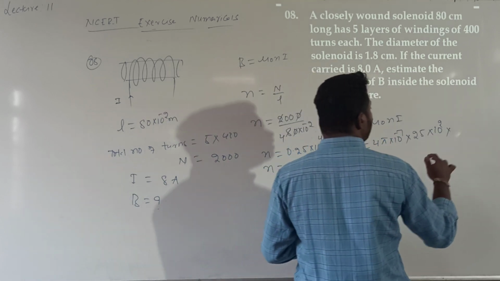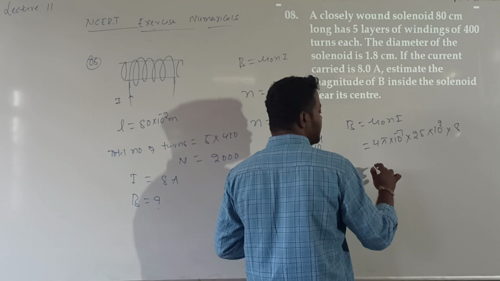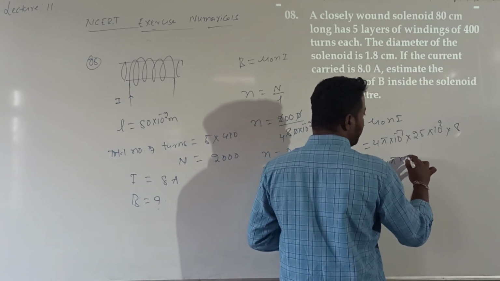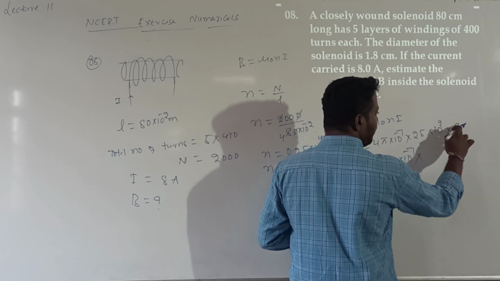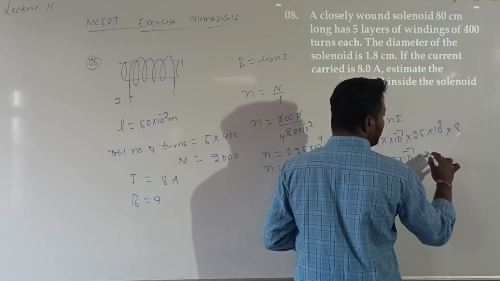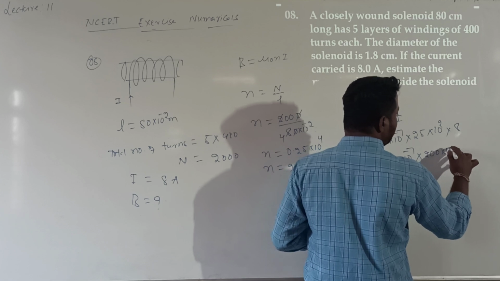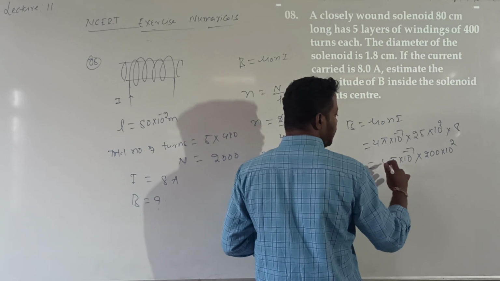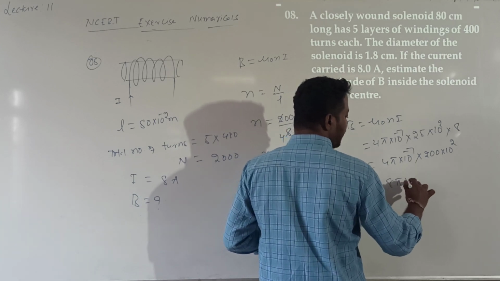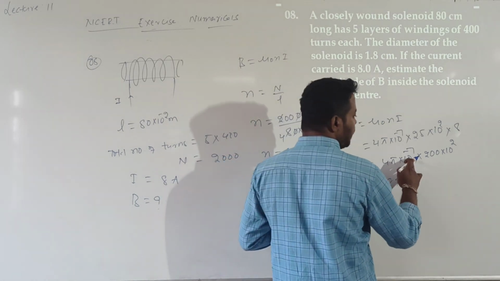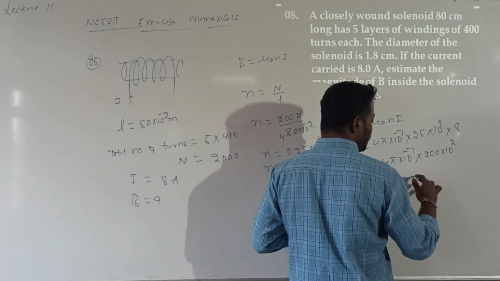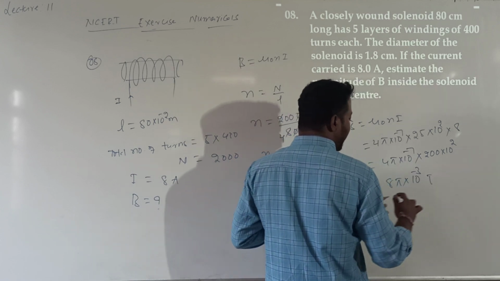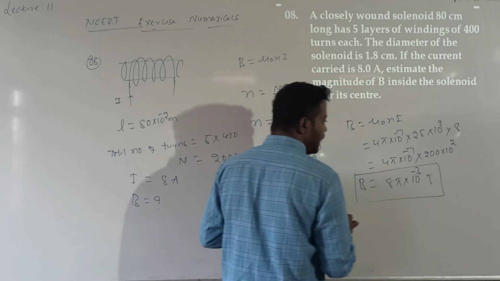So I is equal to 8. So how much B will I get? This is 4 pi into 10 power minus 7. This is 25 8s. So 25 8s are 200, 200 into 10 power plus 2. Correct? So what will I get? 8 pi into 10 power how much? 10 power minus 7, 10 power plus 4, which is 10 power minus 3. So B value is 8 pi into 10 power minus 3 Tesla.